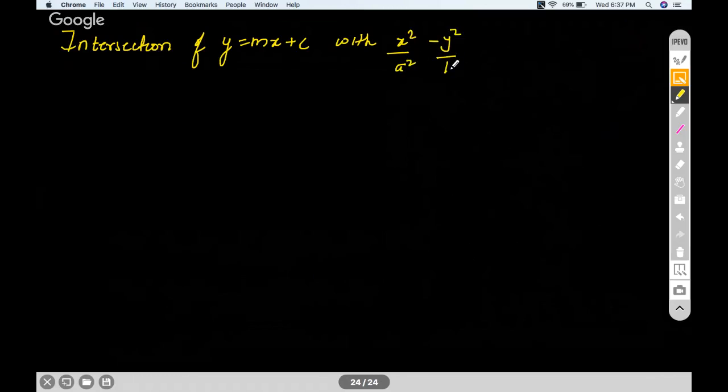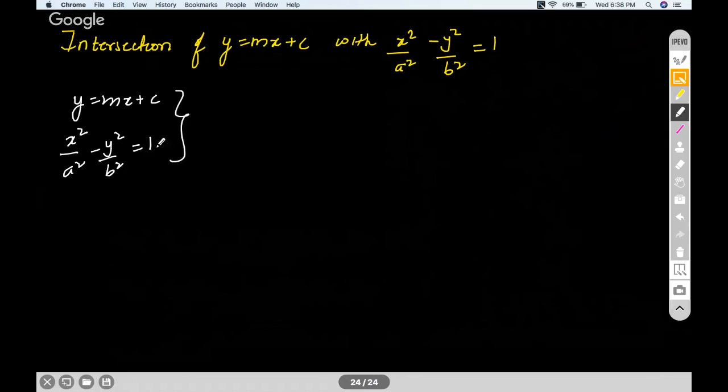Okay, next is the concept of intersection of the line y equal to mx plus c with the standard case of a hyperbola. Again guys, the concept is pretty much the same as that we had for an ellipse. We try to simultaneously solve these two, by substituting y as mx plus c in the other equation.